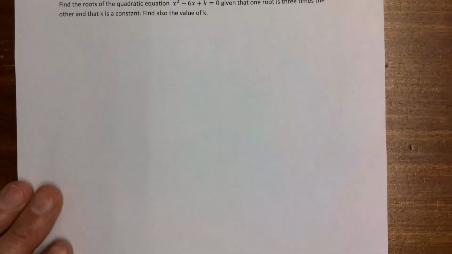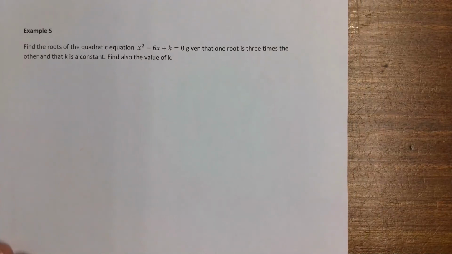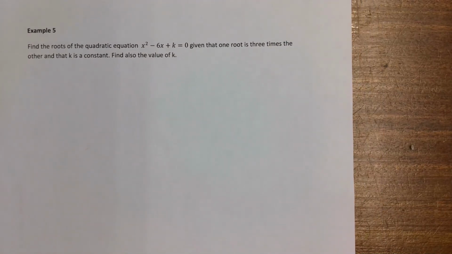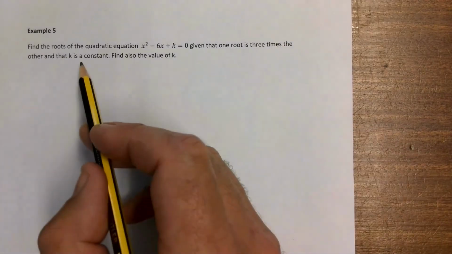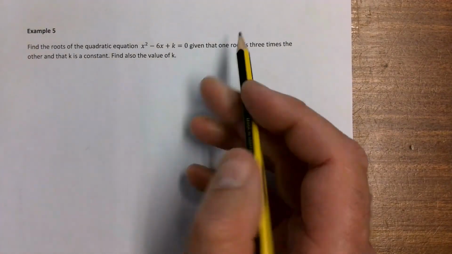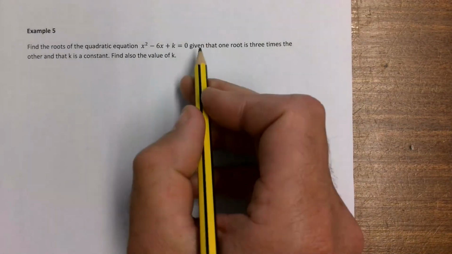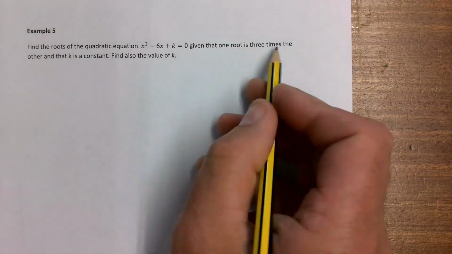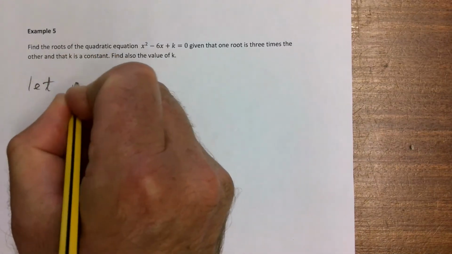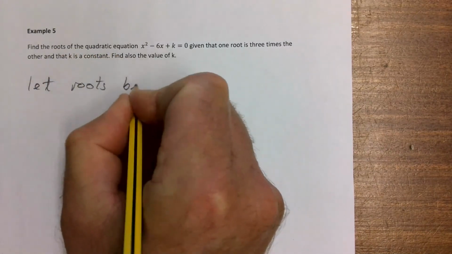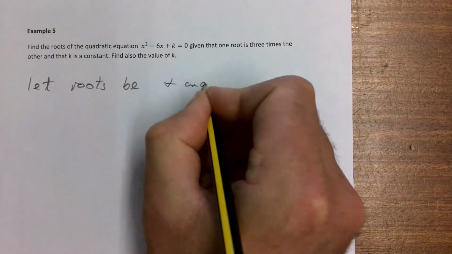Let's look at one more example then, and that should do us: the roots of the quadratic equation x squared minus 6x plus k equals 0. Sorry, find the roots given that one root is 3 times the other and that k is a constant. Find also the value of k. So normally we would let our roots equal alpha and beta, but they're related this time. One root's 3 times the other, so we are going to let the roots be alpha and 3 alpha.